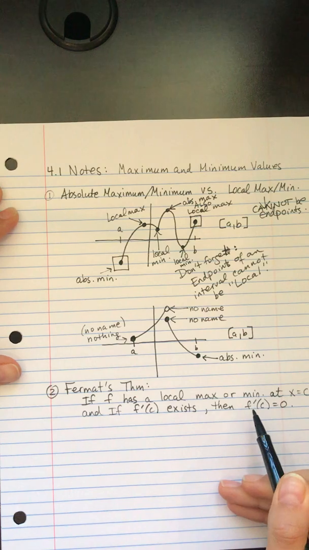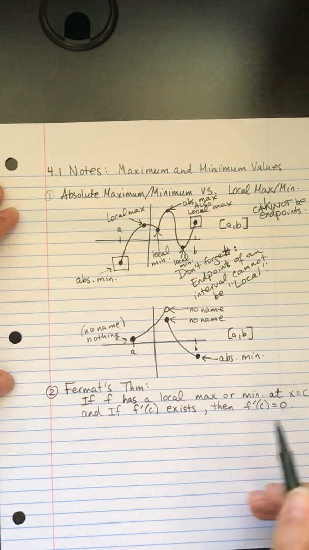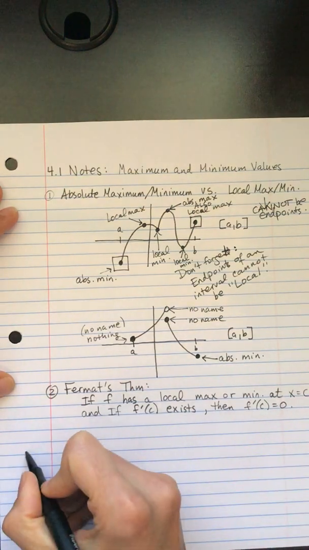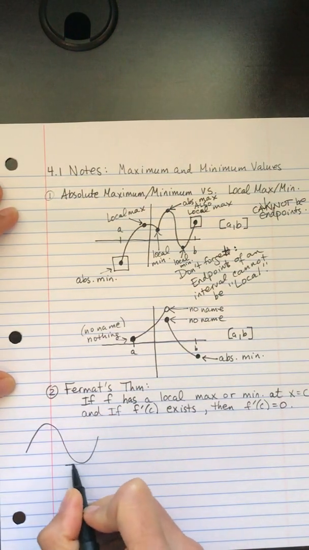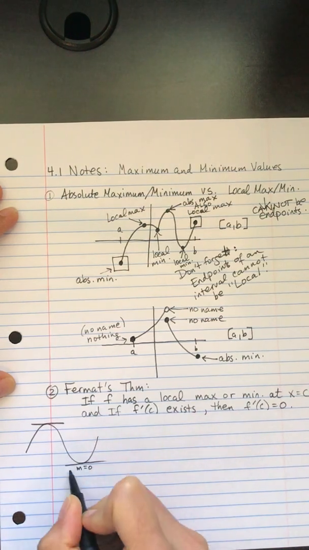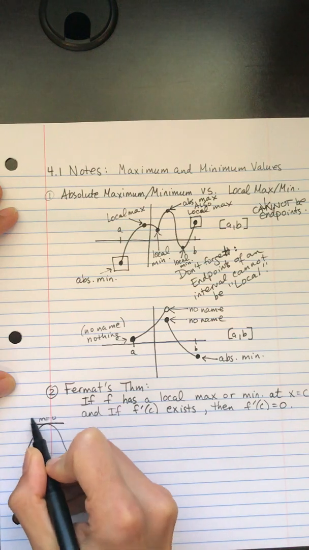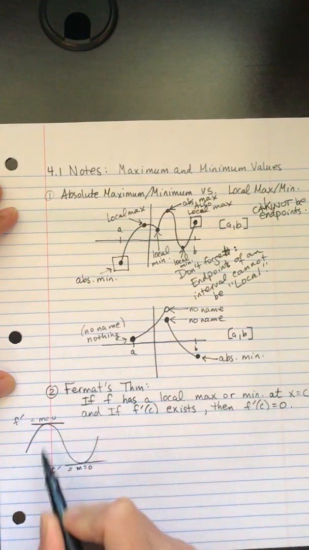You know that when you find the derivative and set it equal to 0, you're looking for a maximum or a minimum, because remember, at a maximum or a minimum, what's the slope of the tangent line, also known as f prime? It's 0, right? So we already knew this. Fermat's theorem is saying that.